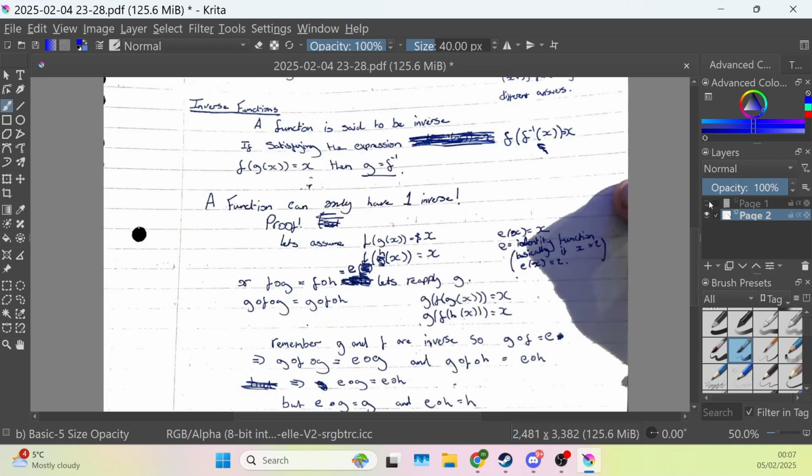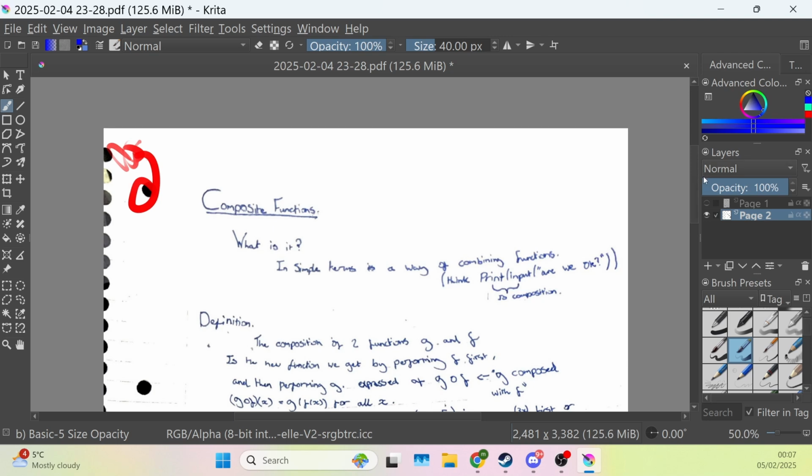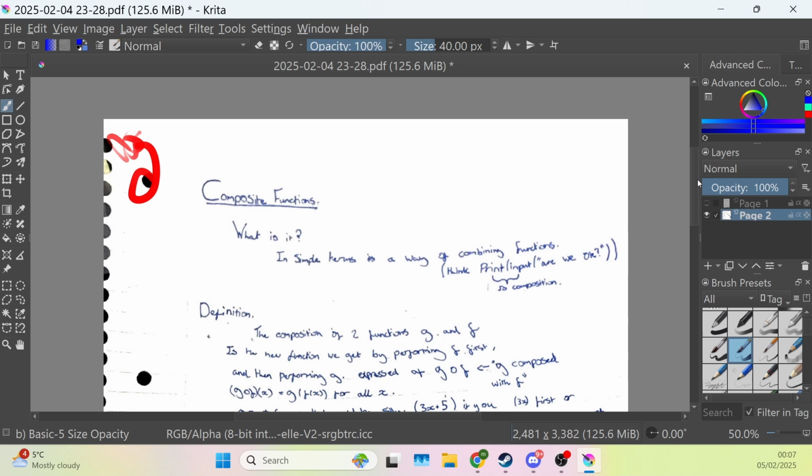What else do we have? Oh yeah, here we go. So we've got composite functions, that was next. In simple terms, it's just a way of combining functions. Let me just get my red bar. So it's just a way of combining them.